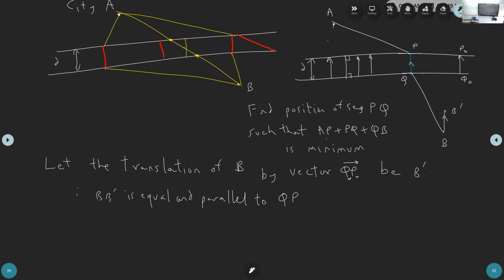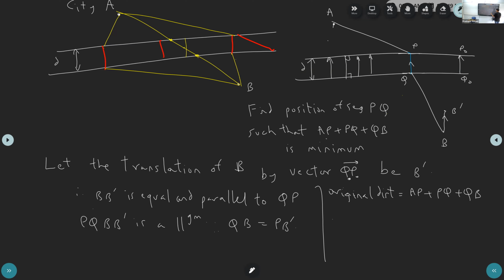PB dash will be equal to QB, correct? Because it's a parallelogram, right? So PQBB dash is a parallelogram, correct? Therefore, QB is equal to PB dash. And so what was the original path that we wanted to minimize, and how has that changed now? AP plus PB dash plus B dash B. Yes, correct. So the original distance we wanted to minimize was AP plus PQ plus QB.